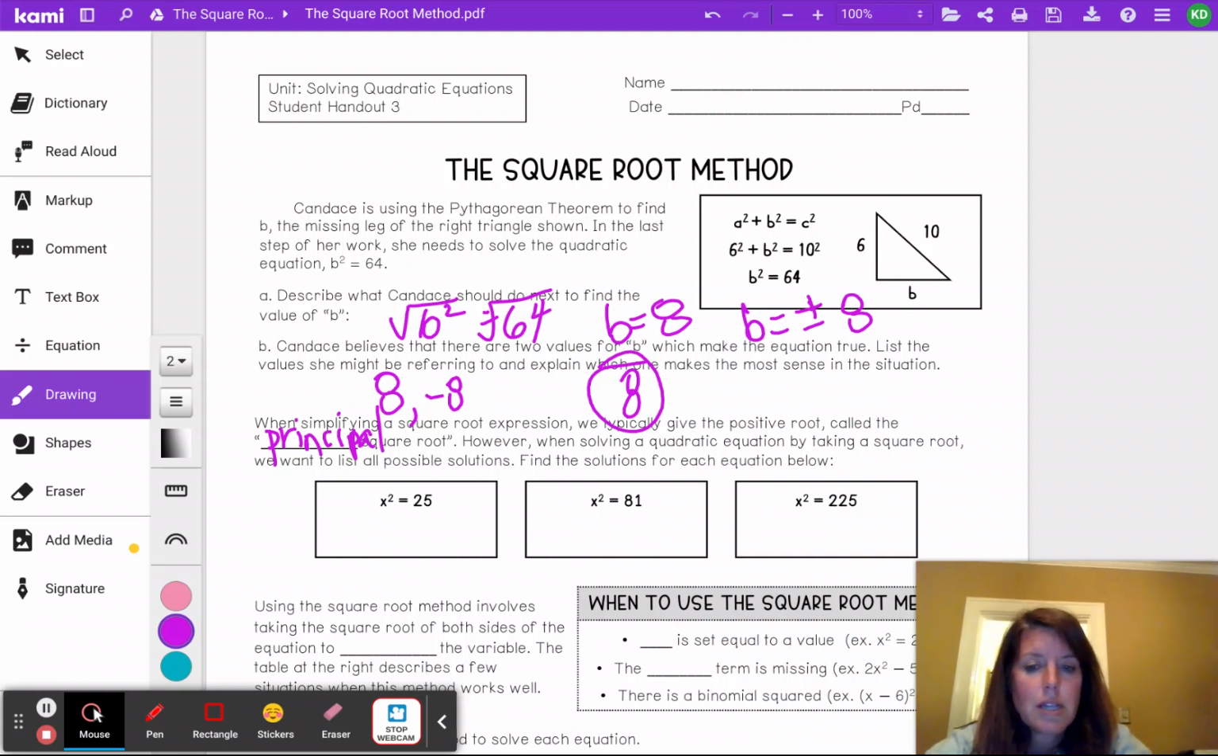So for these examples, you could have 5 and -5. And then for x squared, square root of 81. I should show you the square root of both sides. So we're doing this. So this would be +9 and -9. And then hopefully you all are yelling these out as you're watching this video: +15 and -15.